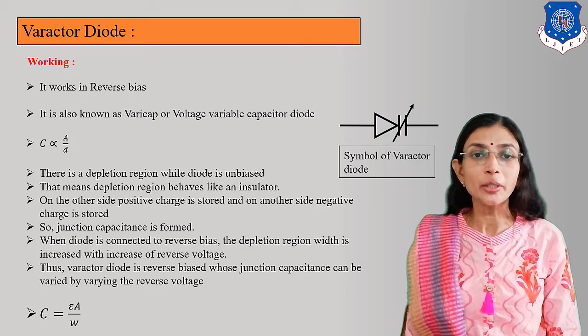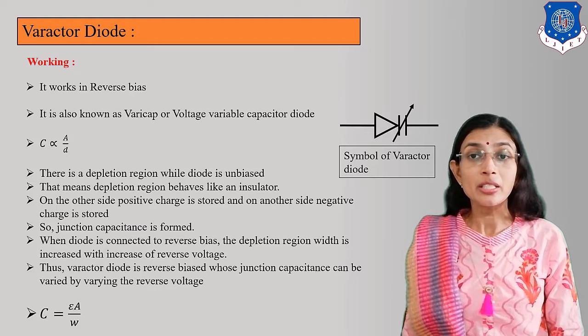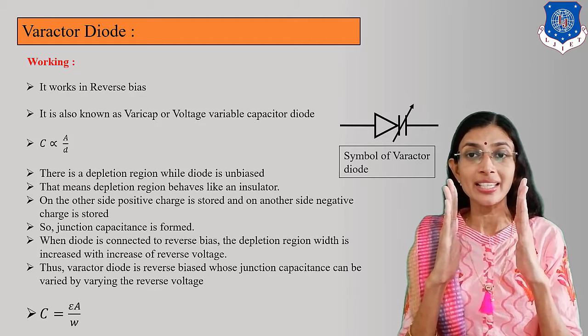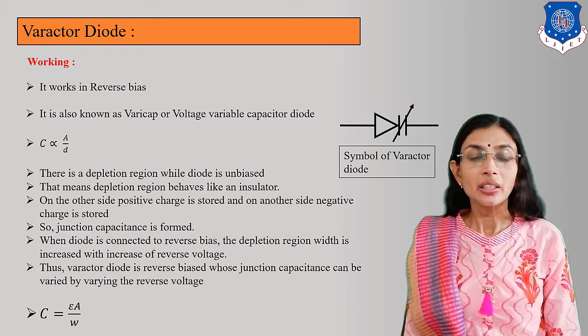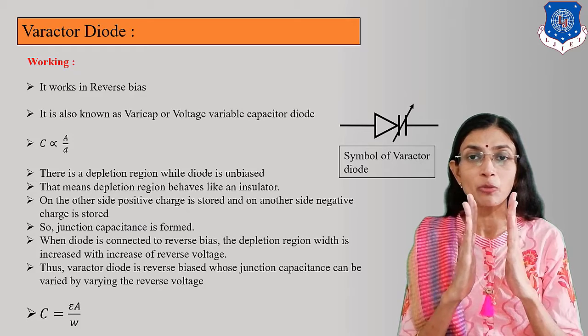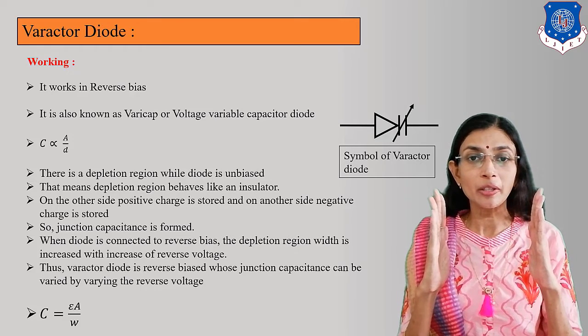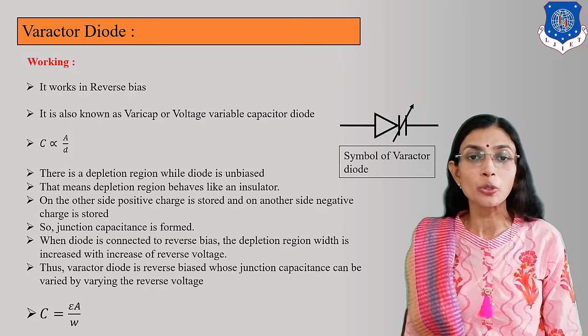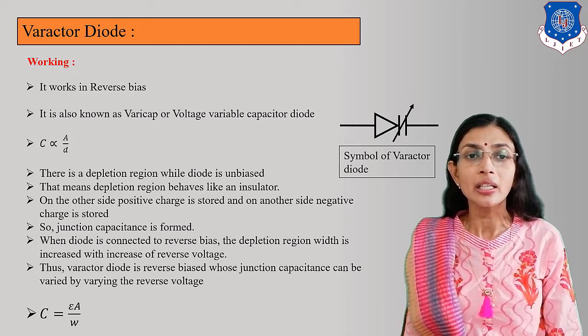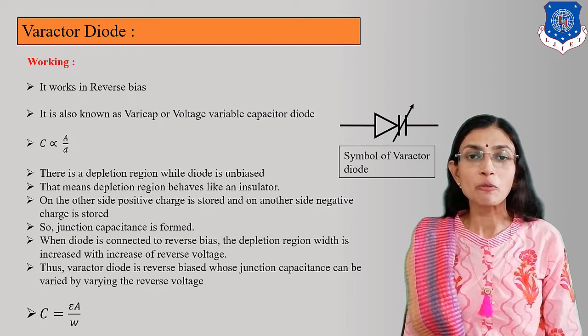When the diode is connected to reverse bias, the depletion region width is increased. That means due to the reverse bias, the width of the depletion region is going to be increased with increasing reverse voltage. That means as the reverse voltage is increased, the width of the depletion layer will increase. Thus, a varactor diode is reverse biased, and its junction capacitance can be varied by varying the reverse voltage.